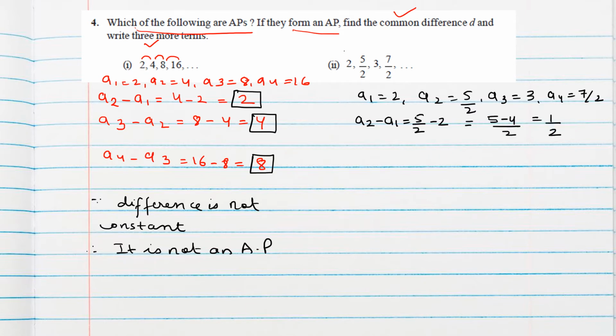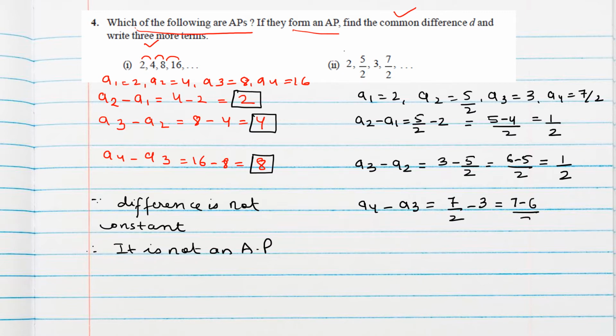Now the next step, A3 minus A2 we will find here. A3 is 3 minus 5 by 2. Here also you can use cross multiplication or the LCM method. So 6 minus 5 by 2 will give 1 by 2. Now A4 minus A3. So 7 by 2 minus 3. So 7 minus 6 by 2, which is 1 by 2.